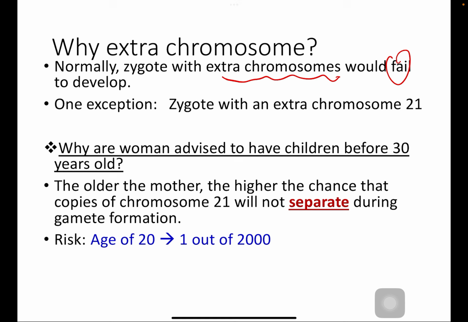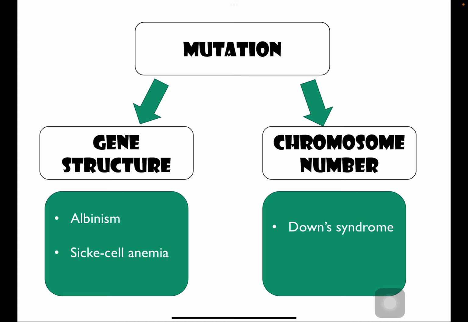Alright, so you can see that at the age of 20, if a mother has a kid in her early 20s, there is still a chance of 1 out of 2,000 babies suffering from Down syndrome. But when they have children at the age of 40, the odds are unfortunately higher. There is a chance of 1 out of 50 children born to mothers in their 40s having Down syndrome.